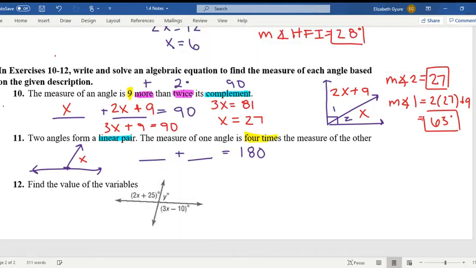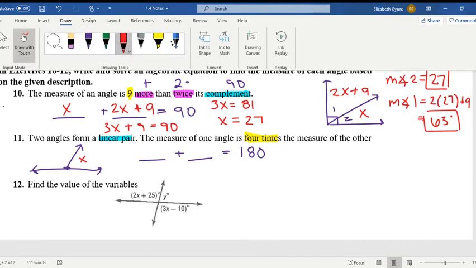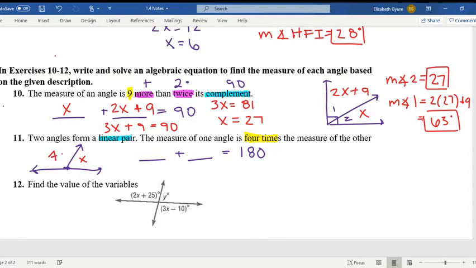So some more important things here. 4 times, right, means multiply by 4. So if one angle is just X and the other one's 4 times it, we could call that 4X. And now I know one angle's 4X, the other's X. Altogether, they have to add to be 180. So I'm going to plug this into my little equation I made here. 4X plus X equals 180. 5X equals 180. And then divide to get that X equals 36.